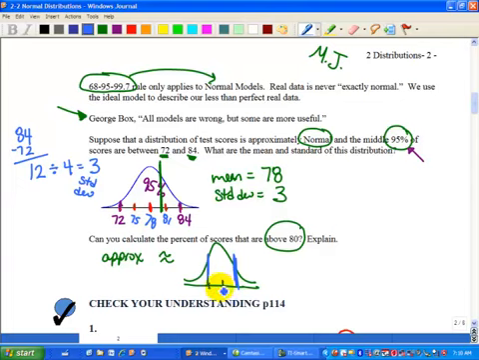Okay, I know that from here to here, let's say I'm at 1 standard deviation. From here to here, 68, because that's what the rule said. 2 standard deviations is 95. And I want this 81 right here. I'm just labeling my graphs so I think about it.